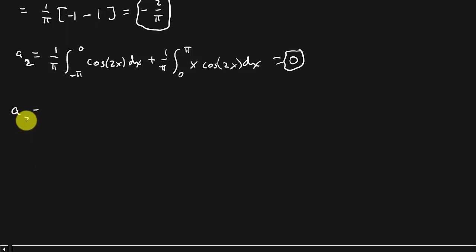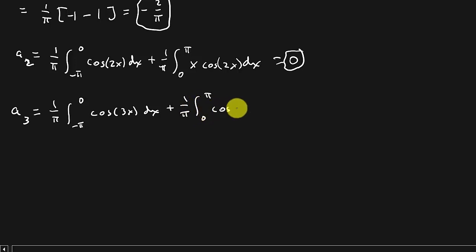Trying to make that 3 look a little better. All right. So that's going to be 1 over pi from negative pi to 0 of 1 times cosine 3x dx, plus 1 over pi times the integral from 0 to pi of x cosine 3x dx.